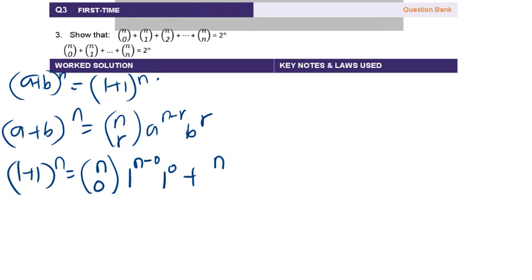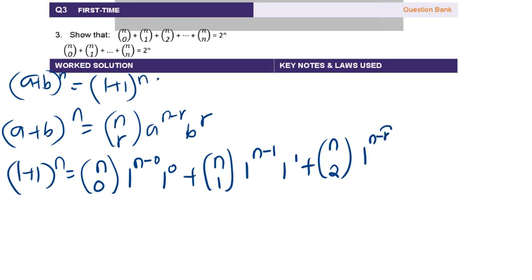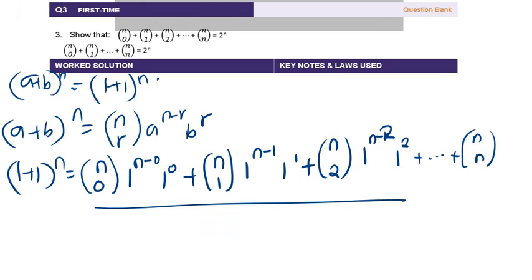Plus, this keeps on coming, now n choose 1. So you have 1 to the power n minus 1, then 1 raised to the power 1. Plus again, we keep on going, this is now n choose 2. So 1 to the power n minus 2, then again 1 to the power 2. We know that it will keep on going all the way to n choose n. Now if we simplify this, let's see if we're going to get this.